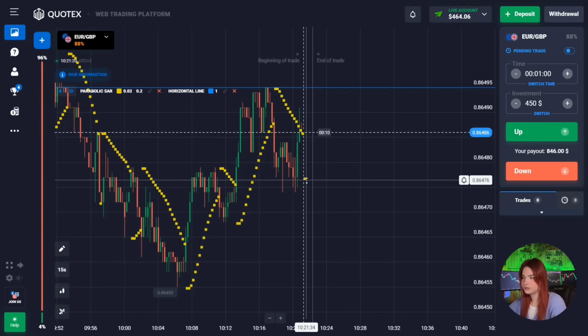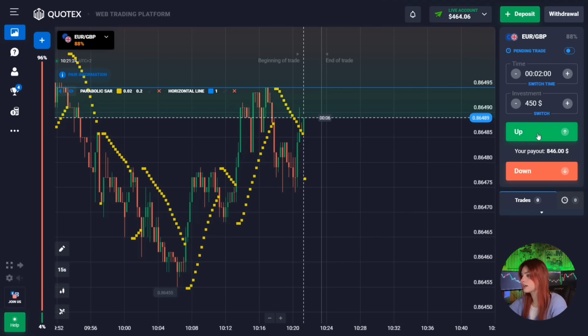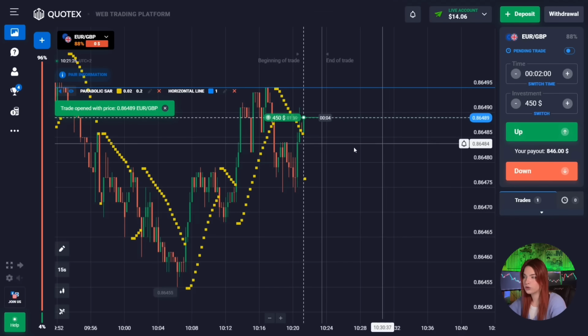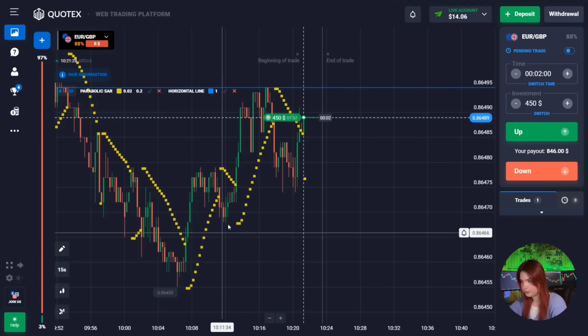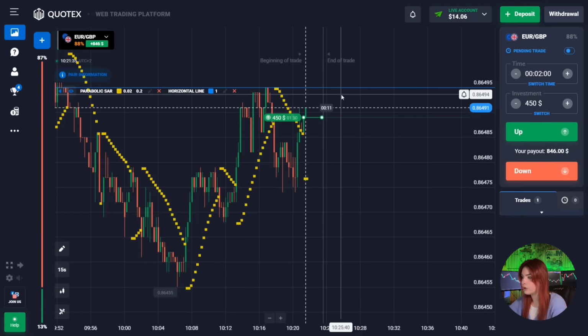Here, we will open a deal for 2 minutes to go up. Also, the main price lows are getting higher. This means that the overall price potential is going up. It is likely that the price will continue to move towards the level. This is the upward movement that we will try to profit from. And guys, let's wait for the end of our deal.